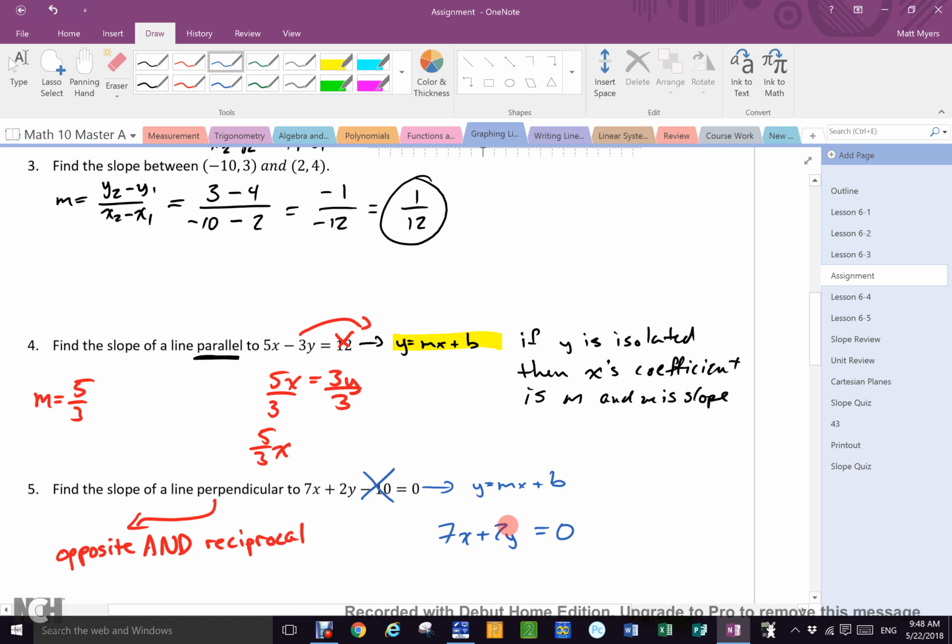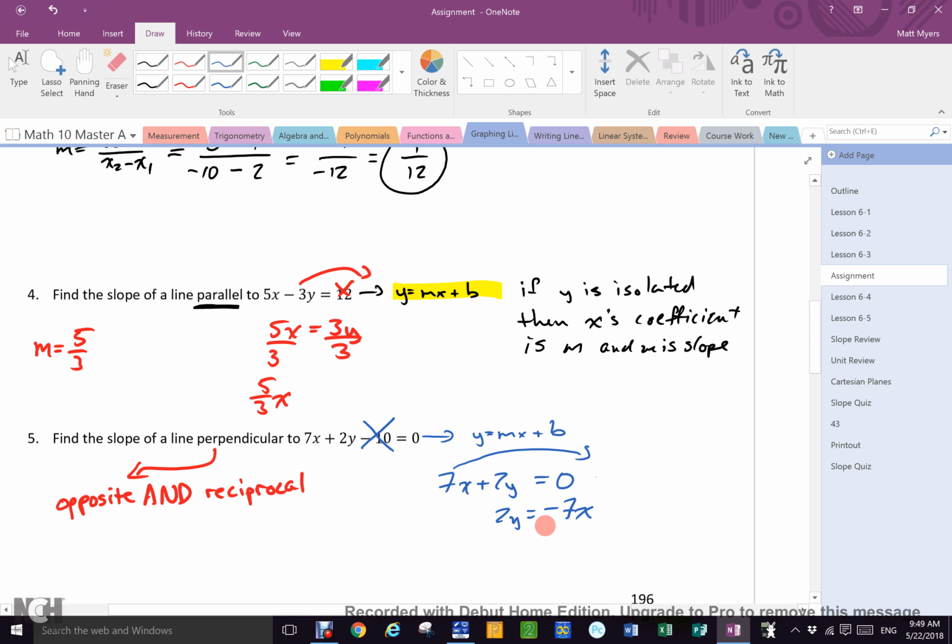How do I get y by itself? I move the y, and then I have to divide, right? Now, what should I move, the y or the 7? I need y by itself. Does it matter which one I move? No. I'm going to move 7 because I want y to stay positive. Isn't y positive right there? Yeah. Great. So 2y equals negative 7x. Now what do I do? I need y by itself.